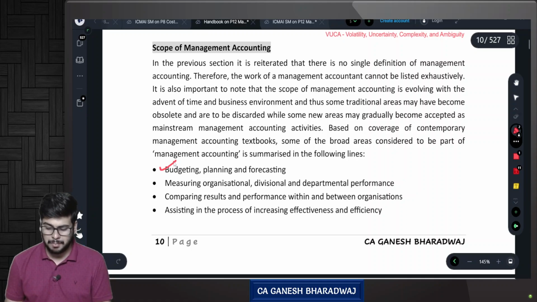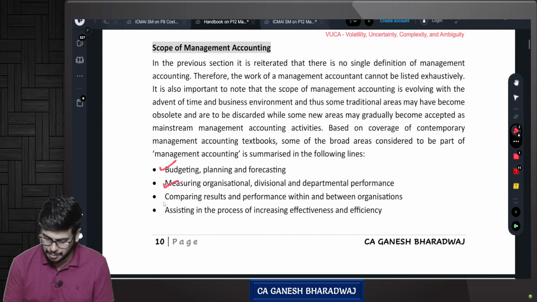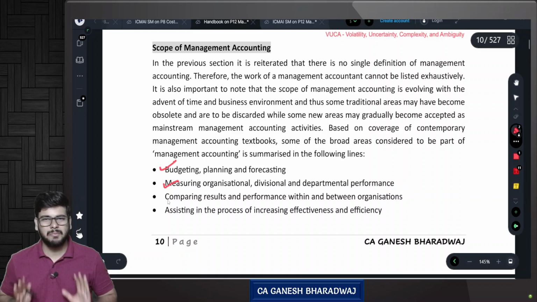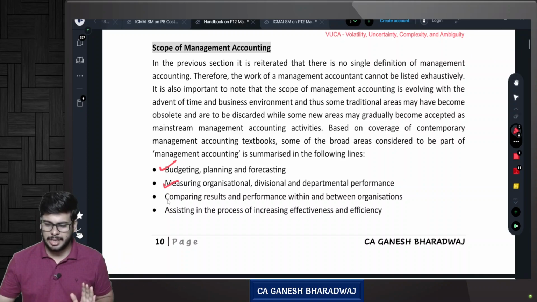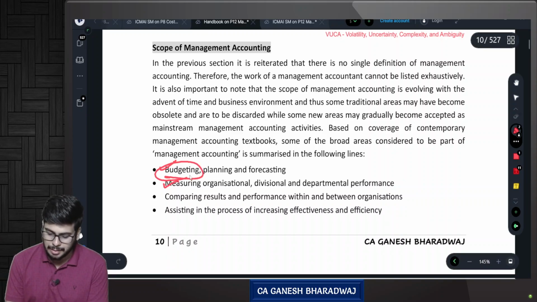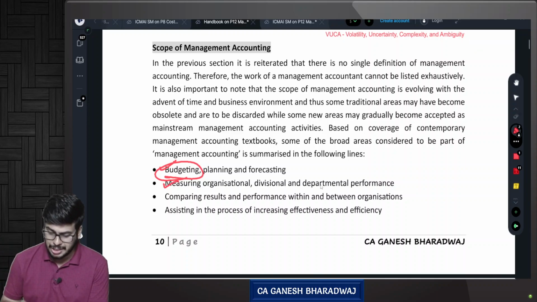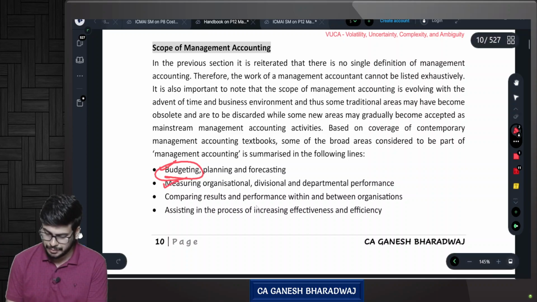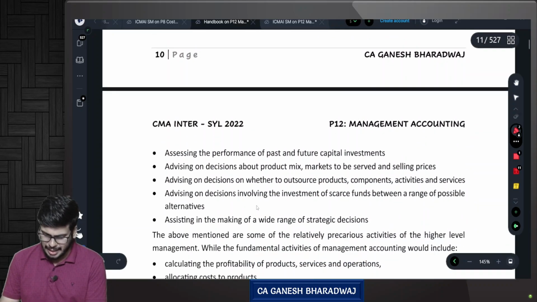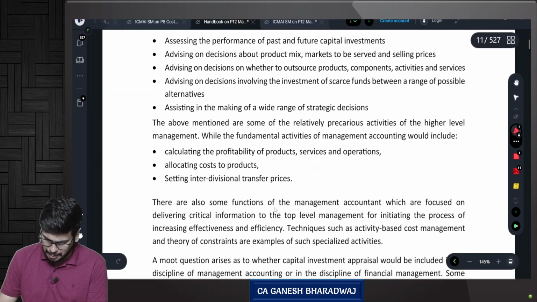Now the scope of management accounting is all mentioned here: business budgeting, planning, forecasting, measuring organizational, divisional, and departmental performance. All these things broadly boil down to decision making and control. You name all the chapters, and they will come here as the scope of management accounting. Budgeting, planning, forecasting is the name of a chapter. Divisional performance is your chapter called transfer pricing. We'll be seeing that. There is even a separate chapter called performance evaluation.